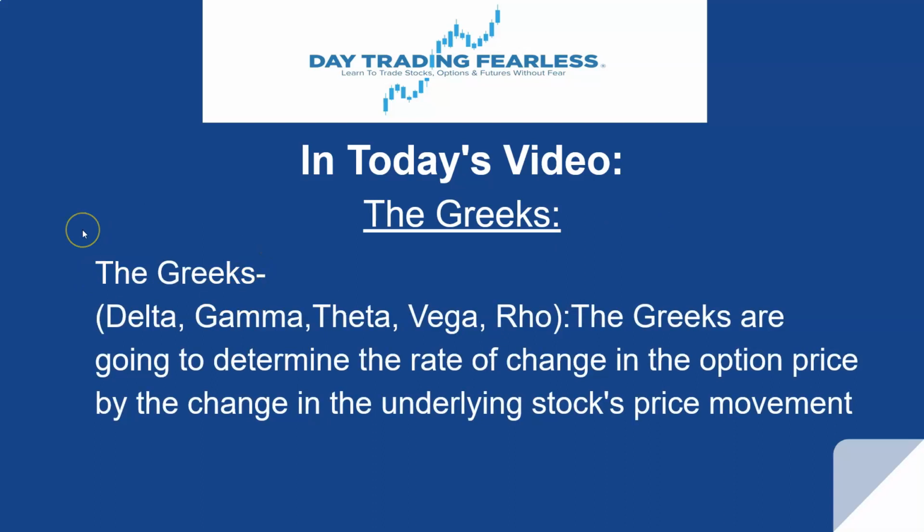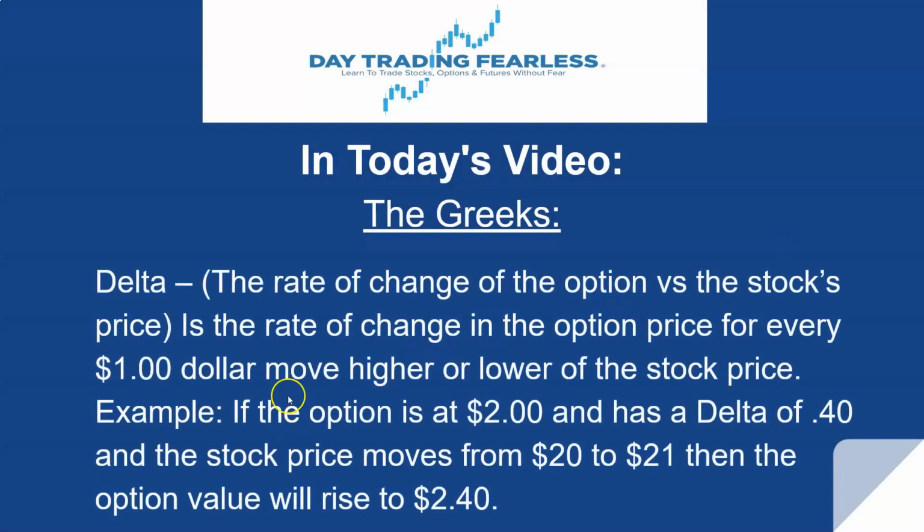The Greeks, we have delta, gamma, theta, vega, and rho. The Greeks are going to determine the rate of change in the option price by the change in the underlying stock price movement. Okay, so first off, which I personally think is the most important one and the one you should always use and have is the delta. Okay, what is the delta?